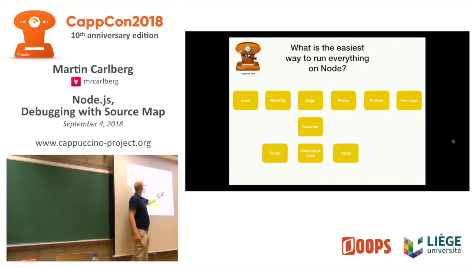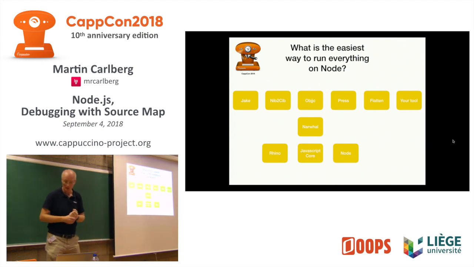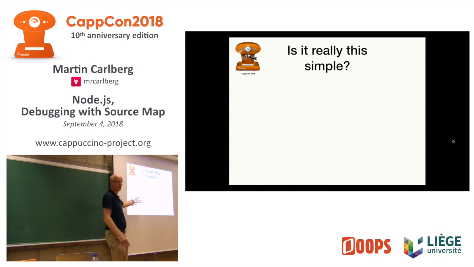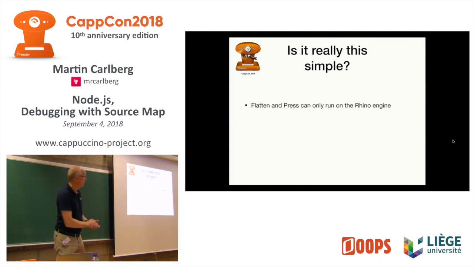Now we have made flatten work on Node, so it's rewritten. Press we have not done yet. So we can't do all the parts of the tool chain yet. So the question is, was it this simple to just add the engine? No, of course not. This is where I had it.